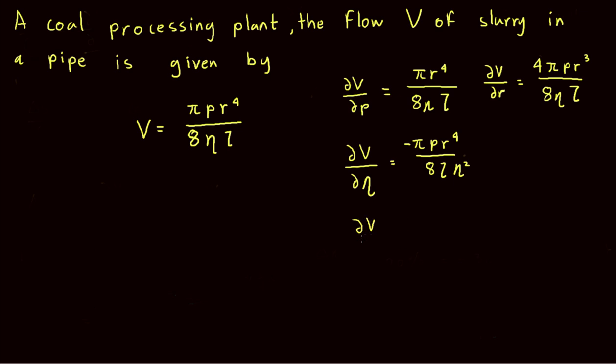And del V over del L, same thing. Negative pi P r to the power of 4 over 8 nu L squared. Sorry, I'm getting a bit sleepy. That's why I end up pronouncing nu as L, L as nu. So I hope you guys don't mind. This is just me being a bit tired. I do apologize for that.